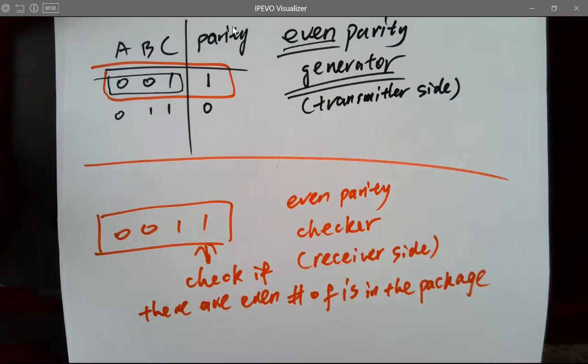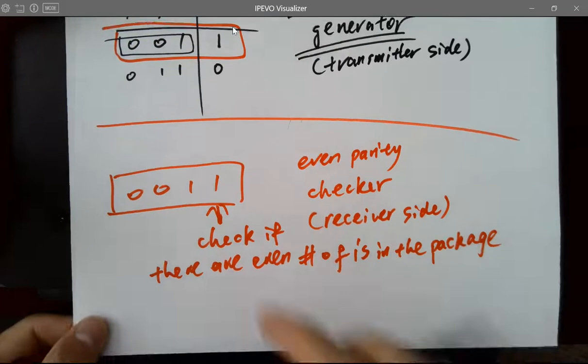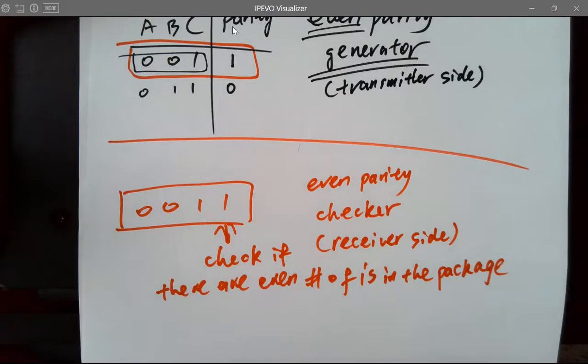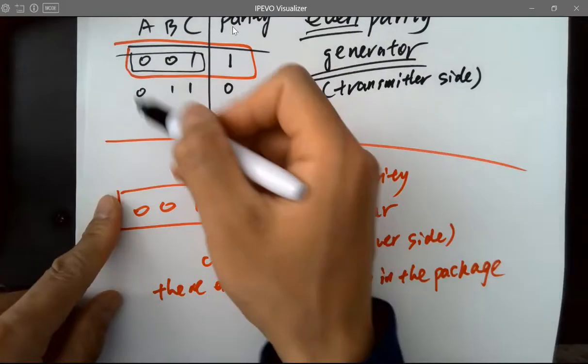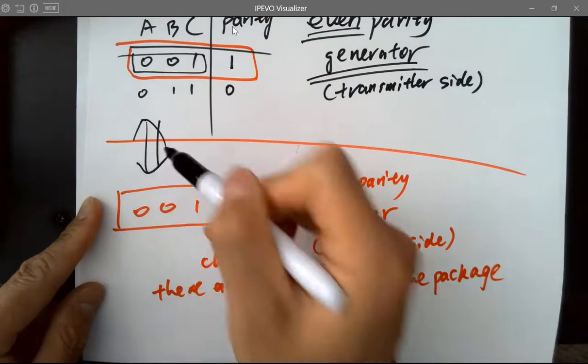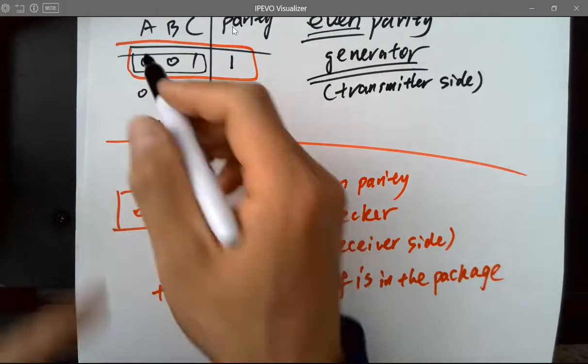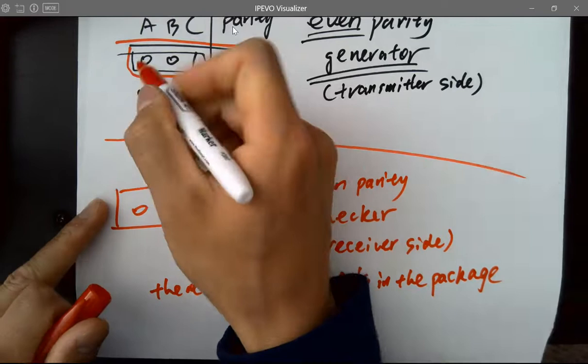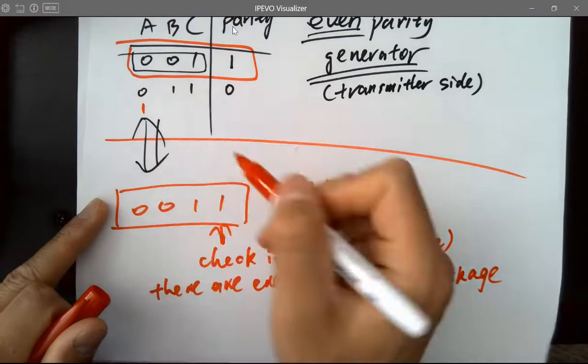Okay, so they have the same standard. So the receiver knows it's going to be an even number of ones over there, and then it's going to start checking how many ones are in there. So for example, during the transmission lines, there are some noises, creating this bit to be flipped. So this becomes 1.